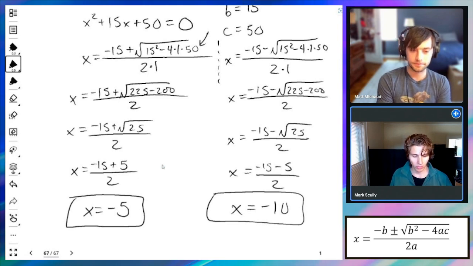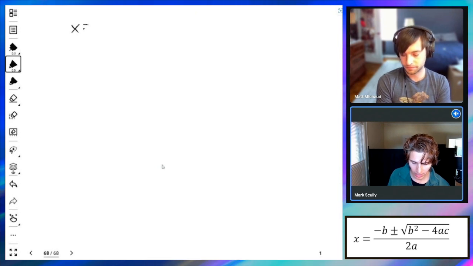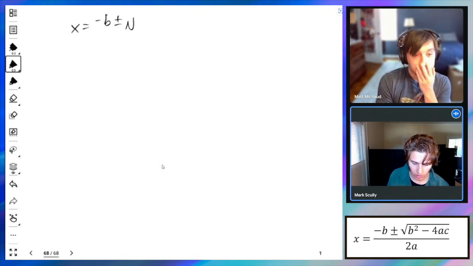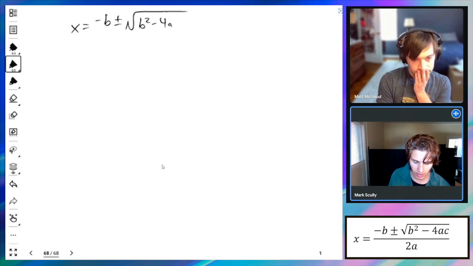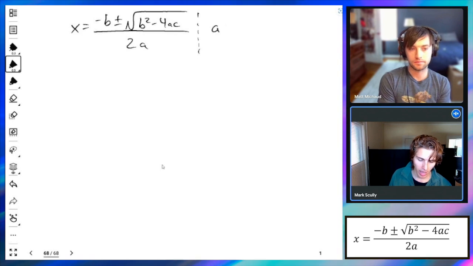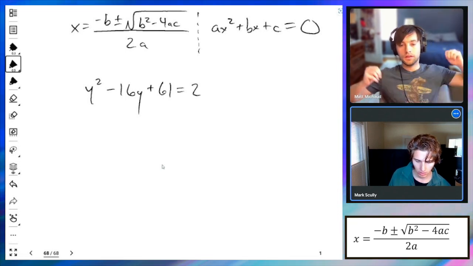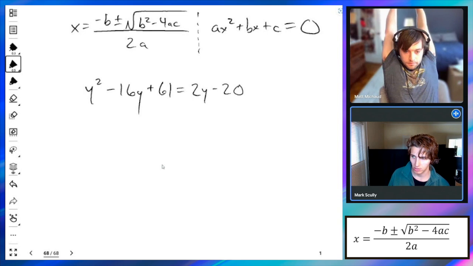Now I'm going to give us one more, and this one's going to be quite a bit harder. So again, I'll put x equals negative b plus or minus the square root of b squared minus 4ac over 2a, and we have to remember the form ax squared plus bx plus c equals 0. We need to get it into this form before we can use the quadratic. Our question's going to be y squared minus 16y plus 61 equals 2y minus 20.